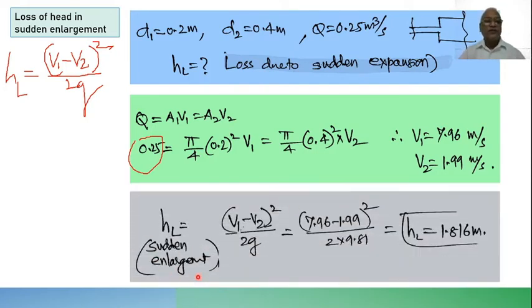Okay, now the simple head loss equation is (V1 minus V2) whole squared by 2g. Put the two values in the expression and find out the head loss. Very straightforward question. There is nothing much to learn here, just application of that formula. 1.816 meters is the head loss.